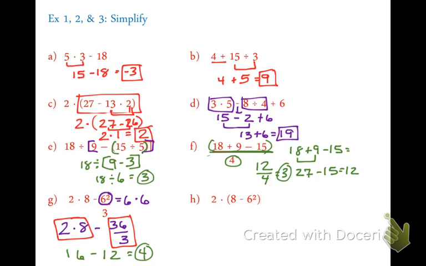H. You have parentheses, but inside the parentheses you have an exponent. So you have your parentheses and then you have your exponent. So you're going to do the exponent inside the parentheses first. So you have 2 times parenthesis 8 minus, again, 6 squared equals 36. And then you have 8 minus 36, which is negative 28. Keep it in parentheses, times 2. So 2 times negative 28 is negative 56.